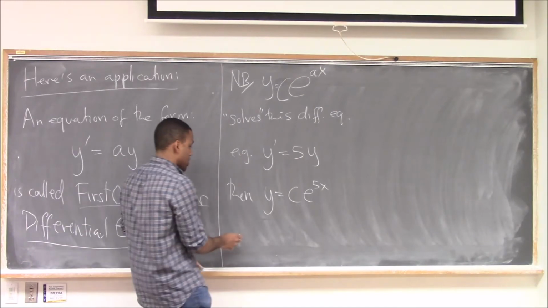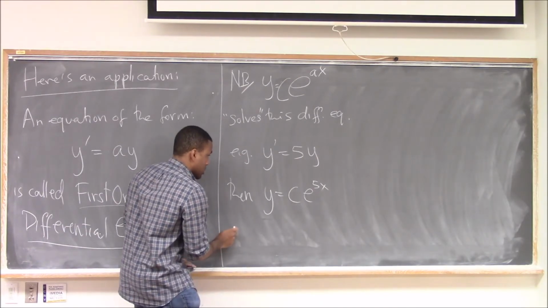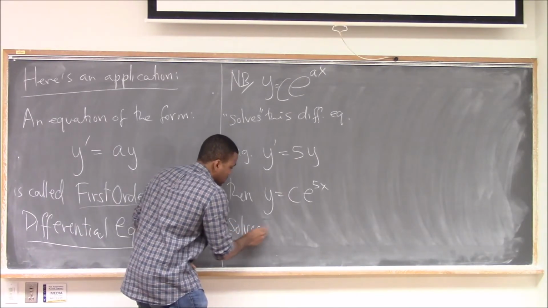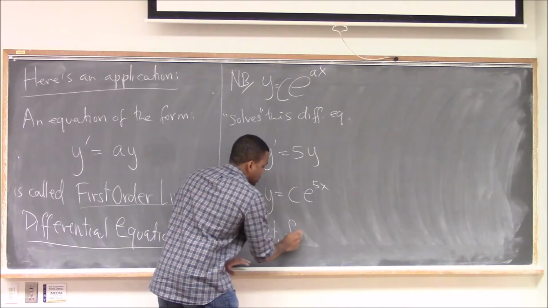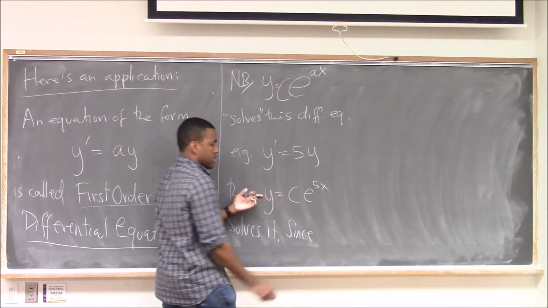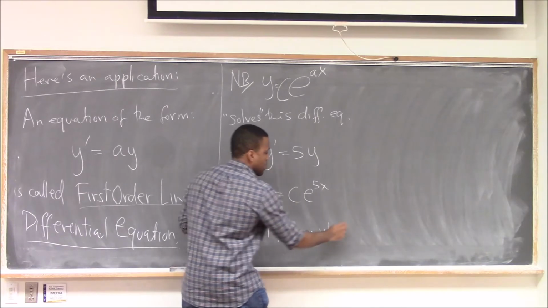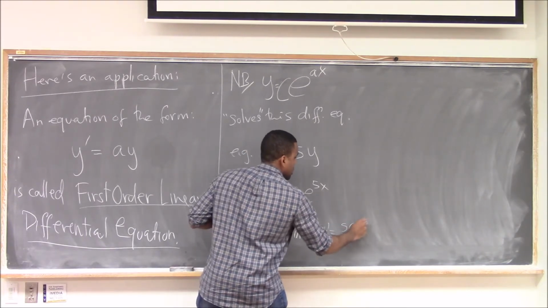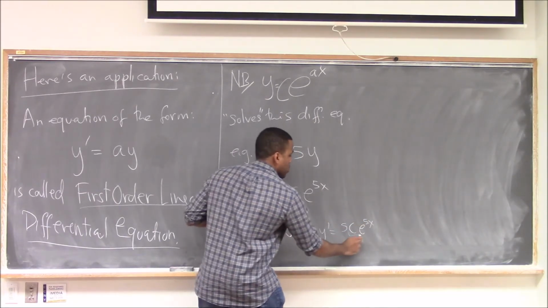Notice that here, if I assume that y is this and take y prime, that would be 5c e to the 5x, but that was your original y.